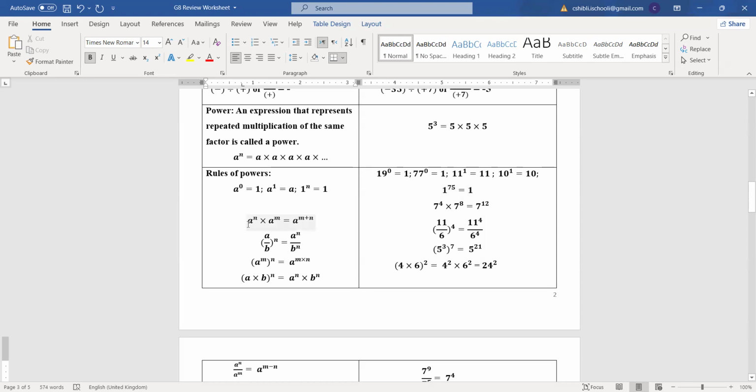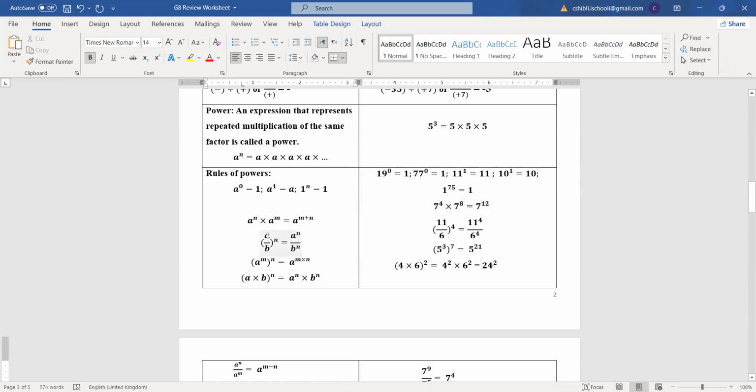Now, the rule of powers: a to the power n times a to the power m. I'm multiplying two numbers having the same base, different exponents. Also, I want to remind you of something. In a to the power n, a is called the base and n is called the exponent. So here I'm multiplying two powers having the same base, different exponents. In my answer, I keep the base and I add both exponents. For example, 7 to the power 4 times 7 to the power 8. So I keep the base 7 and I add 4 plus 8, which is 12.